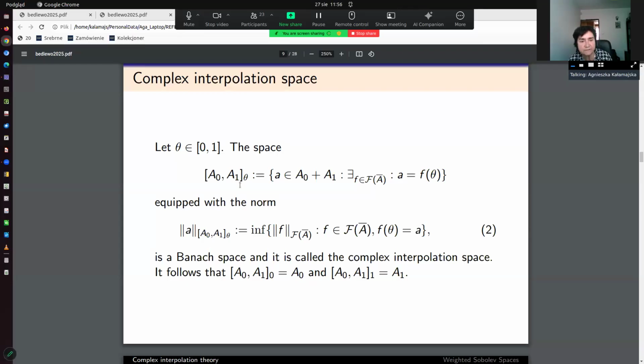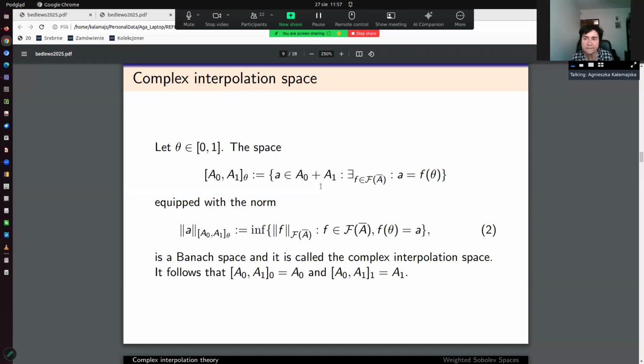And it follows that if I take theta equals 0, it is A0. If I take theta equal to 1, it equals A1. And it is an intermediate space for that Banach couple A0, A1, which means that A0 intersection A1 is a subset of this interpolation space, and the interpolation space is a subset of A0 plus A1. So it looks very, very abstract for that setting.